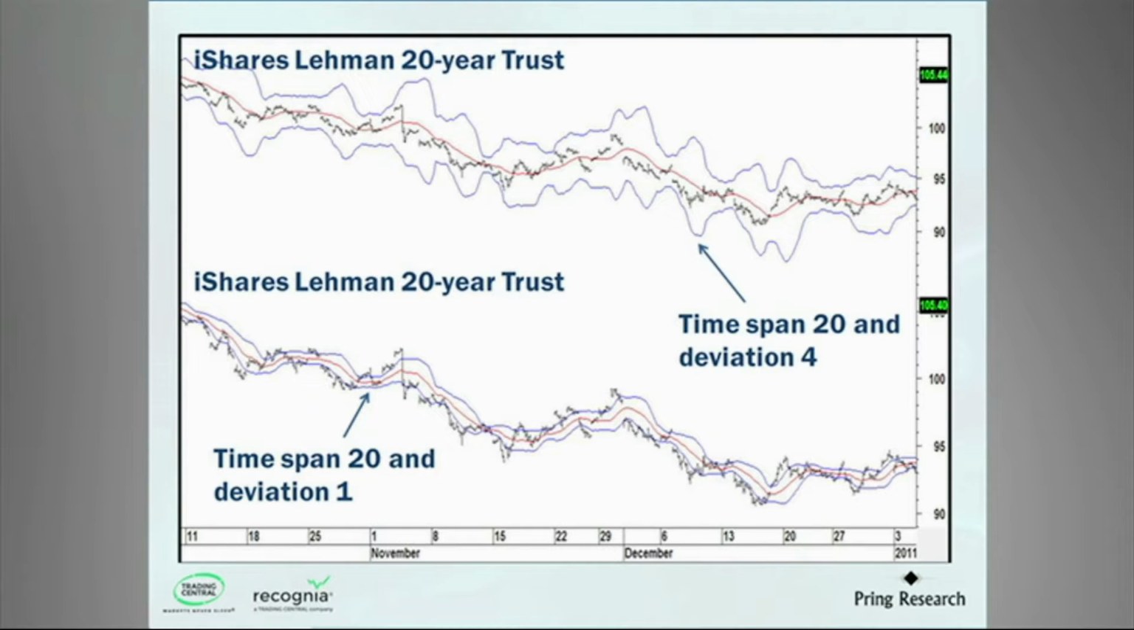Think of the deviation as a parameter that corresponds with an overbought oversold level. John Bollinger, the creator of this technique, recommends a factor of 20 for the time span and 2 for the deviation. Those are the parameters I'll be using for the remainder of the charts in this presentation.